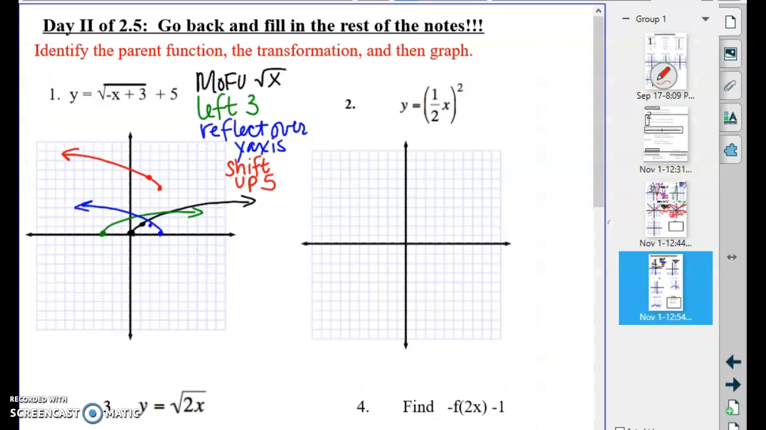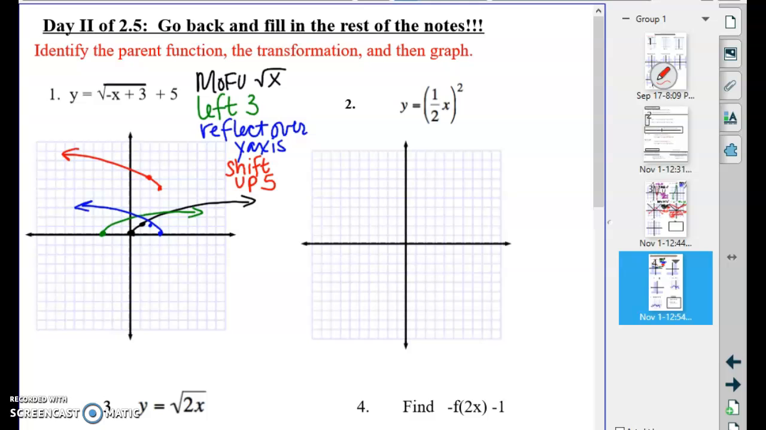I said I was going to move on to the next one, but then I wanted to come back and show how I actually drew this in by hand. I went with the black. That was my mother function. There are 2 points that you should know on a square root, (0, 0) and (1, 1). Then the next one is going to be over 4, up 2, but I kind of sketched it from there. Then I shifted left 3, that's my green. Then I reflected over the y-axis, that's my blue. And then I shifted it up 5.